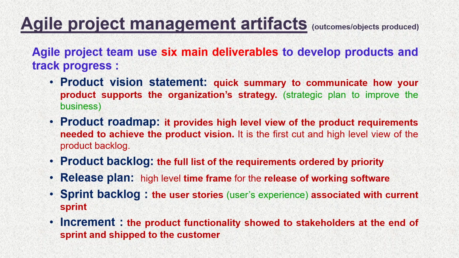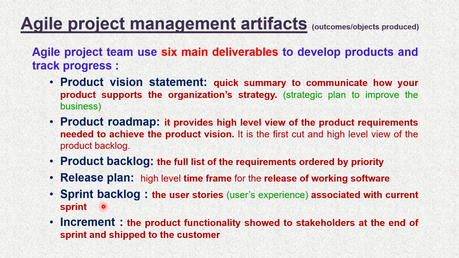And that part of the development, like 1 month or 3 weeks or 4 weeks, we actually call it a sprint. I will explain about sprint in the coming slide. So we need to plan for the sprint, and sprint backlog means what are all the requirements or the user stories associated with the current sprint.